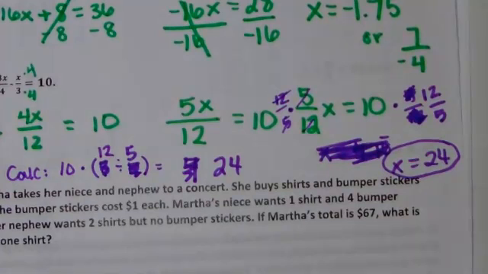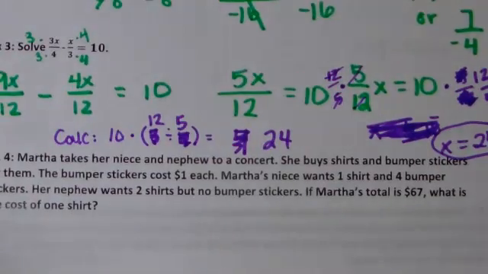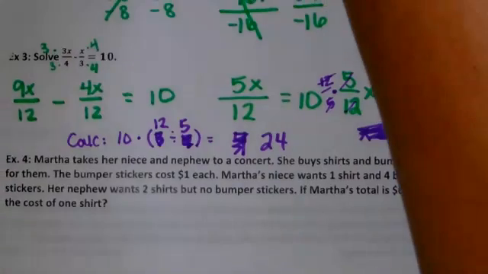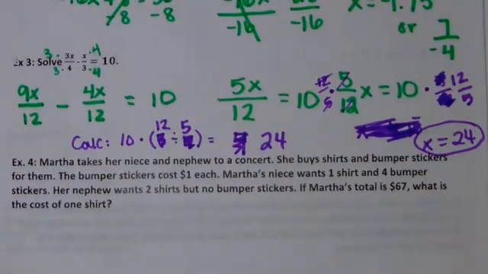Okay, last question, of course, is our favorite, story problems. Let me help you because multi-step story problems can be challenging. All right. So it says Martha takes her niece and nephew to a concert. She buys shirts and bumper stickers for them. The bumper stickers cost $1 each.